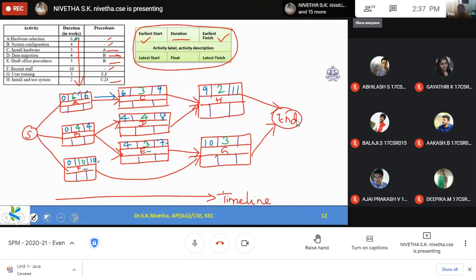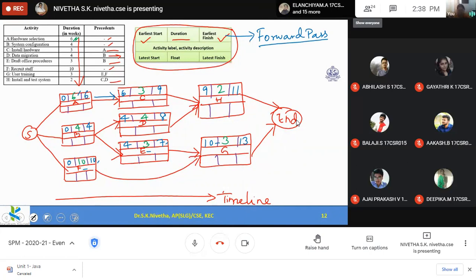So now based on this, the earliest finish is 10 plus 3. G requires 3 weeks to complete. So 10 plus 3 is 13. So now for all the activities, earliest start and earliest finish are completed in the forward pass. So the forward pass is over. In the forward pass, for all the activities, we calculate earliest start and earliest finish based on the given precedence and the duration values. So this is the forward pass.